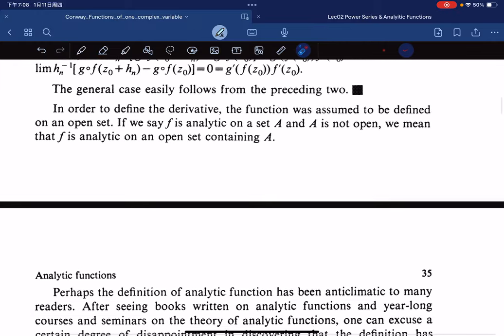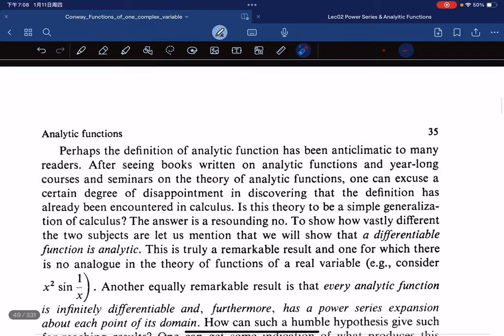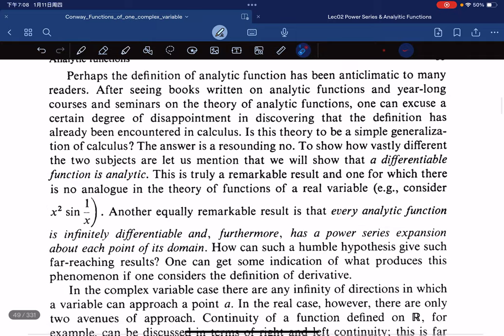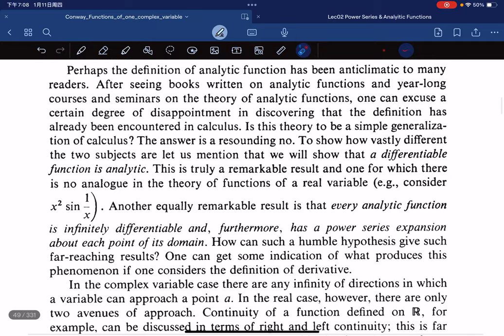Okay. And here are some notes from the author that I think I should read out. Many people might ask, is this theory a simple generalization of calculus? No. Like I already told you guys, because we're dividing complex numbers, so many things could happen.